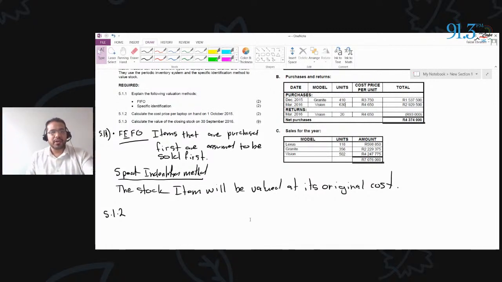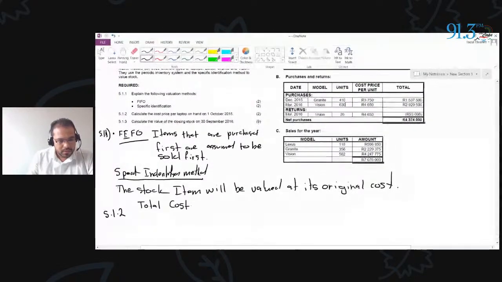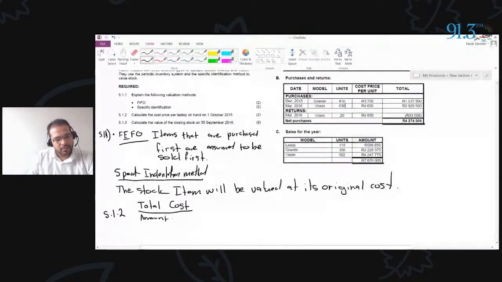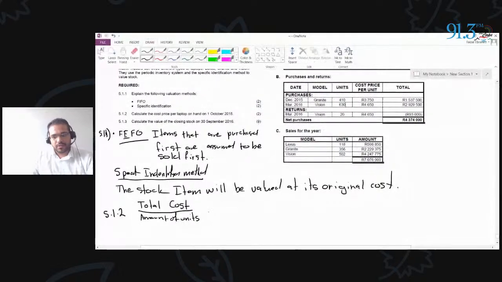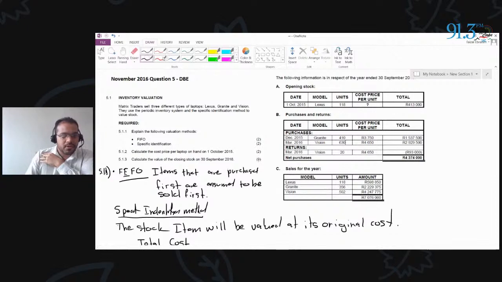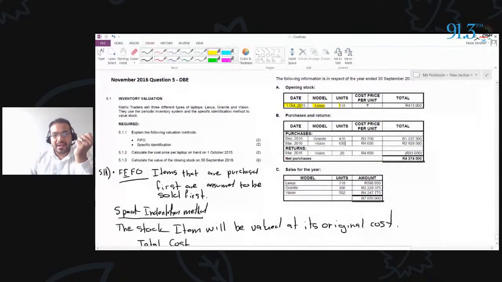So the first thing I need to find out, from what you studied during the year, you know that in order to work out a unit price, we will need to take the total cost divided by the total units, the amount of units. So if we go look in our question paper, we'll see the following. On the 1st of October 2015, I had the Lexus model. I had 118 units and my total cost was 413,000.